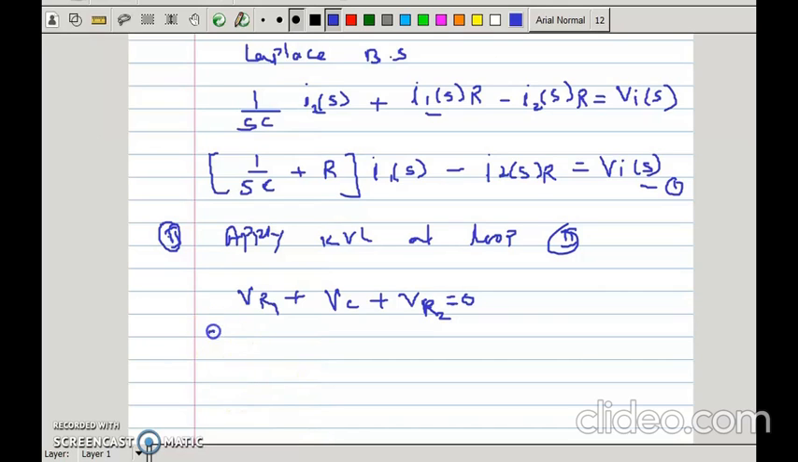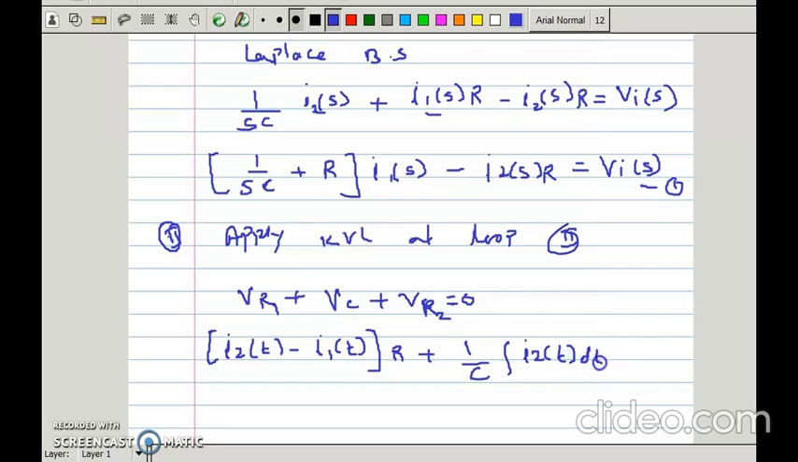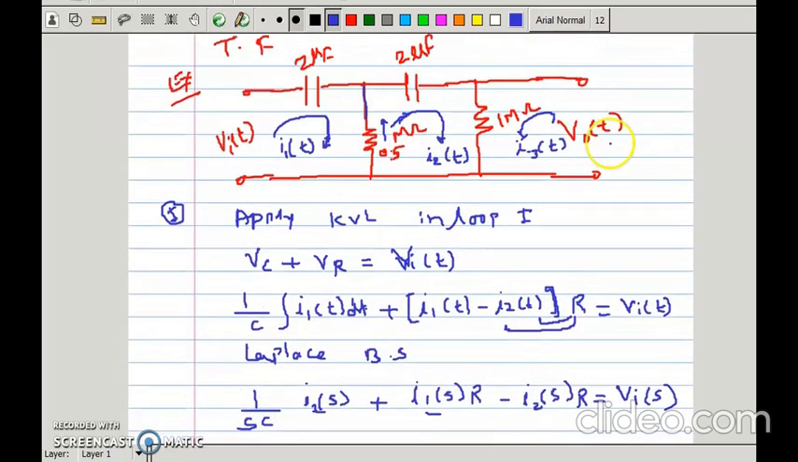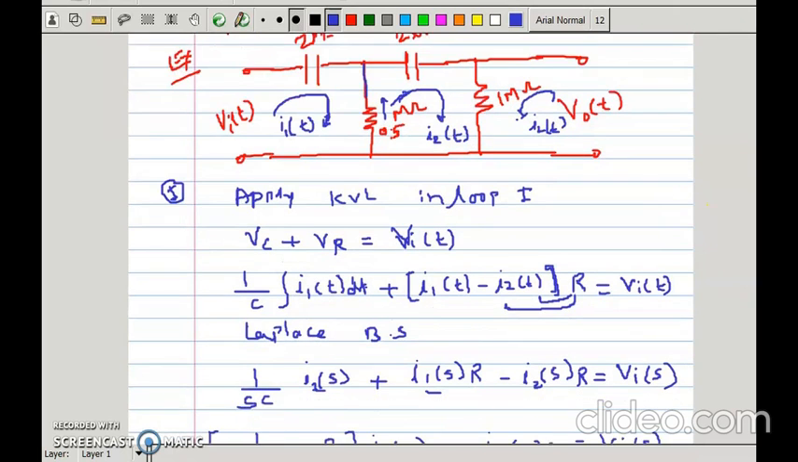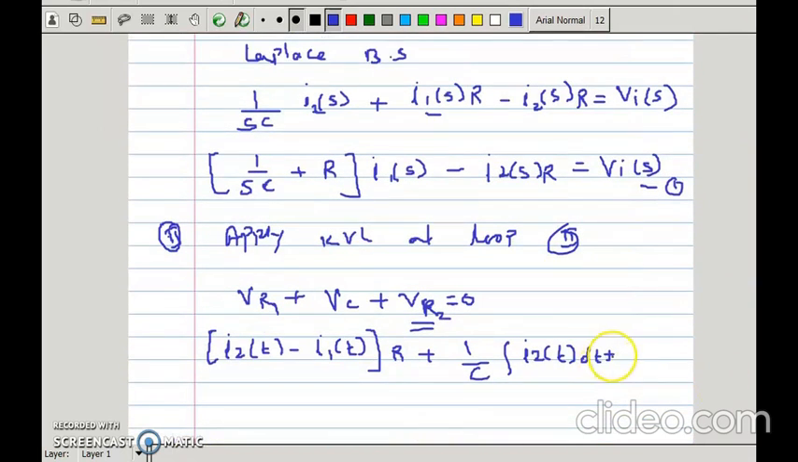As we know, the voltage across the resistor: there are two currents, so we consider I2 of t minus I1 of t, times R. Plus the voltage across the capacitor, which is 1 upon C integration of I2 of t dt, plus the voltage across resistor 2. For resistor 2 we consider only the same current. This is not your I3 current because there are no components, so we consider I2 only, since the direction of current is the same. Plus again resistor, that means I2 of t times R equals 0.